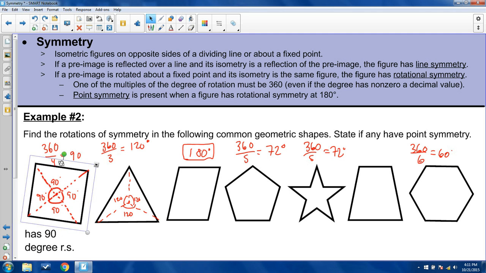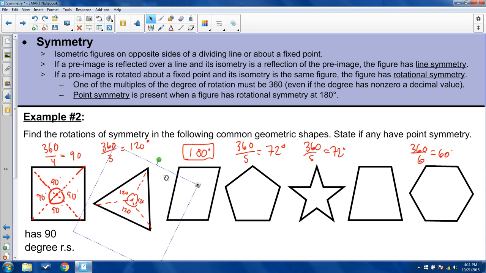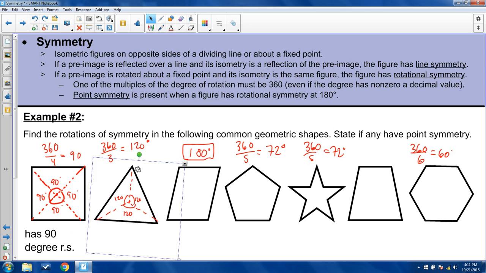Here's another way of thinking about it. If your angle of rotation is a factor of 180, if it takes so many multiples to get to 180, then you have point symmetry. But take a look at this triangle, for instance. When I rotate this guy around 180 degrees, not the same thing. And that makes sense because 120 is not a factor of 180. The next multiple of 120 is 240.